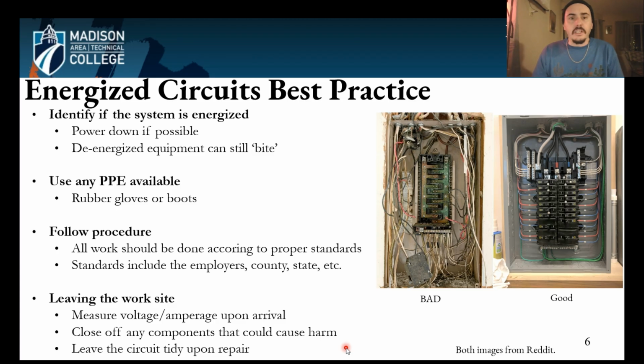All right, so energized circuits. So best practice. If possible, first and foremost, power it down. Power everything down you can, but it's not always possible to power everything down when you're working on it. Like I said, a lot of times you're going to be working on things that are hot.